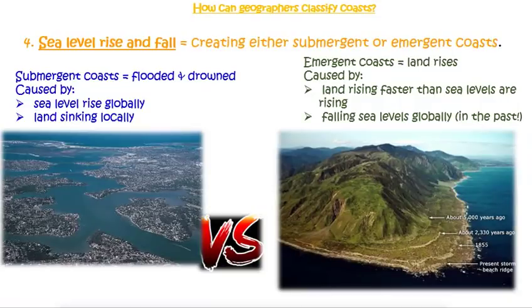The fourth way we can categorise coasts is by thinking about sea levels and whether they are rising or falling. There's two types that we're concerned with. If sea levels are rising or land locally is sinking, then we'd say that coastline is submergent or submerging.